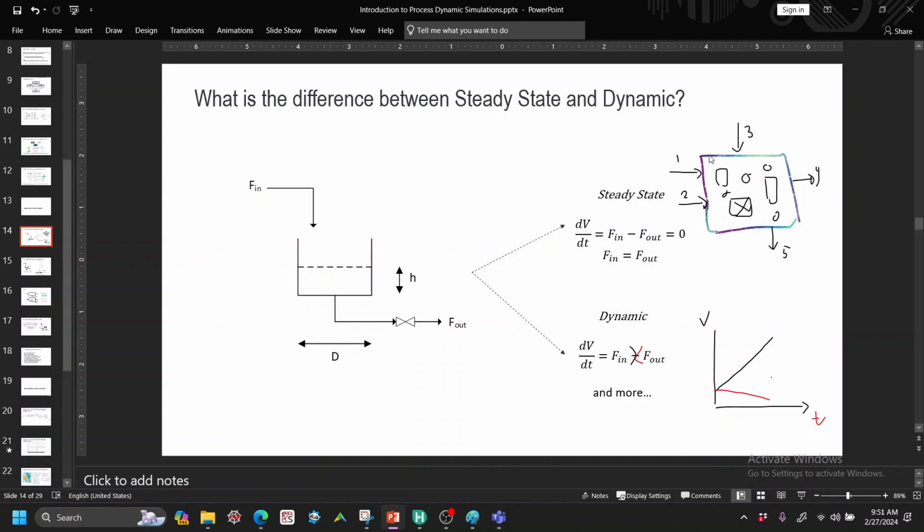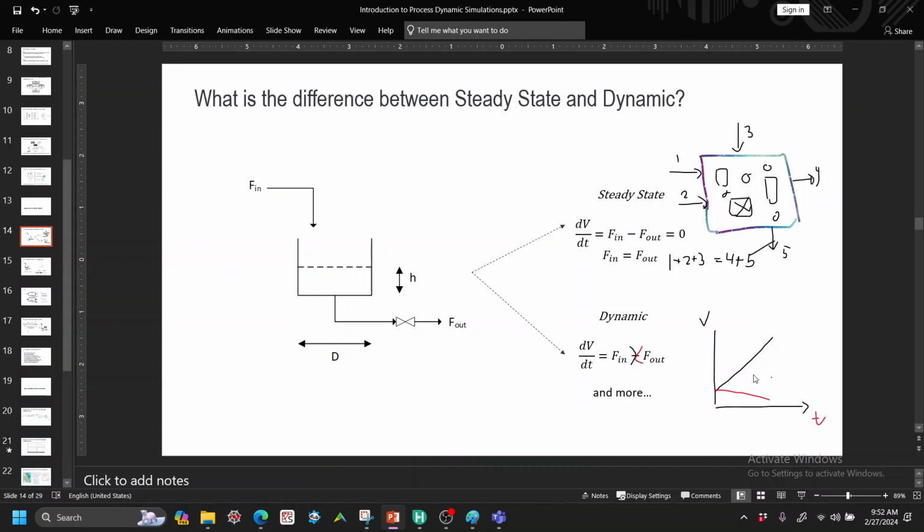But if we can find a boundary of a system like this, it should follow that F in, 1 plus 2 plus 3, has to be equal to 4 plus 5. So F in has to be equal to F out. If it's not equal, that means there's something wrong in the calculation and also in your understanding. So that's the steady state.